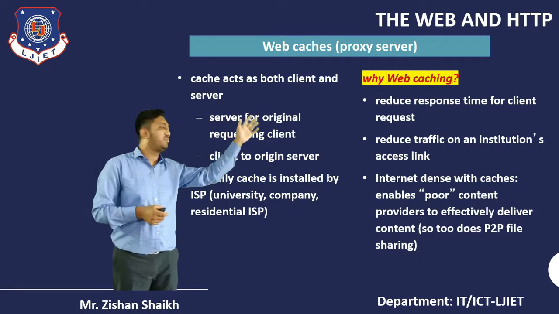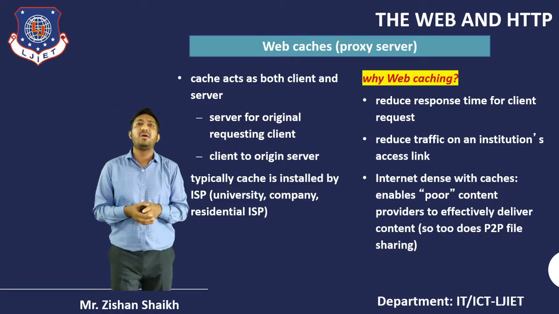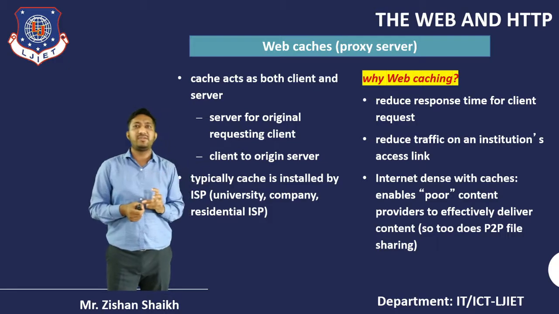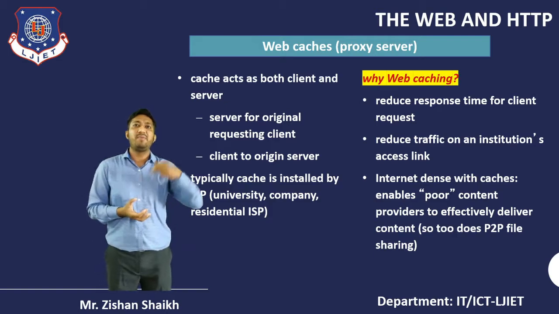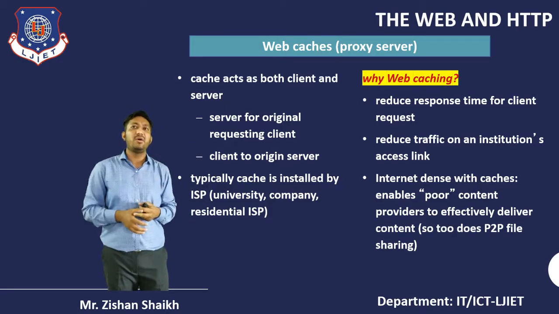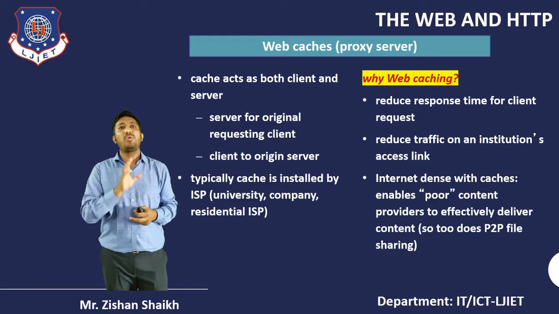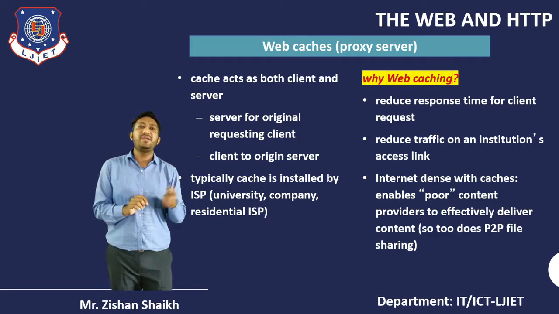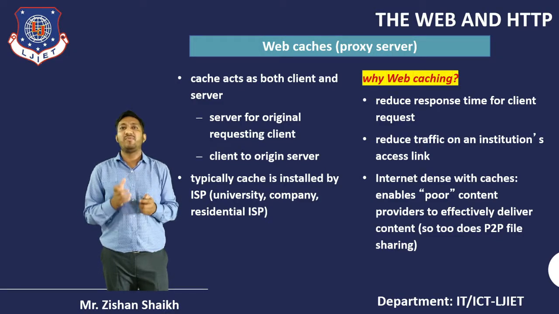So this is the basic idea of how it works. Cache acts on both the client and the server side. Typically the cache is installed by our ISP at our level, provided by our university, company or any local ISP. Why is caching useful here? Because it reduces the overall response time for a client, it reduces the traffic over the network, and it indirectly increases internet speed. That's why we are using the concept of a proxy server.